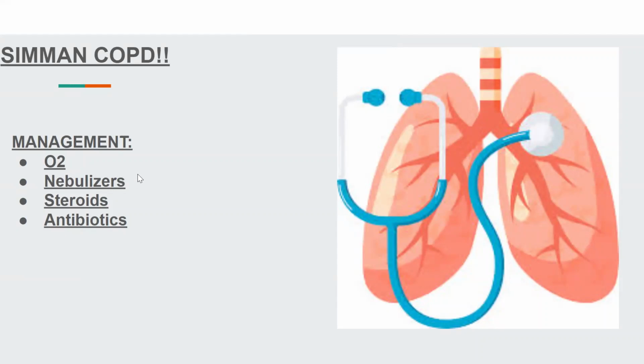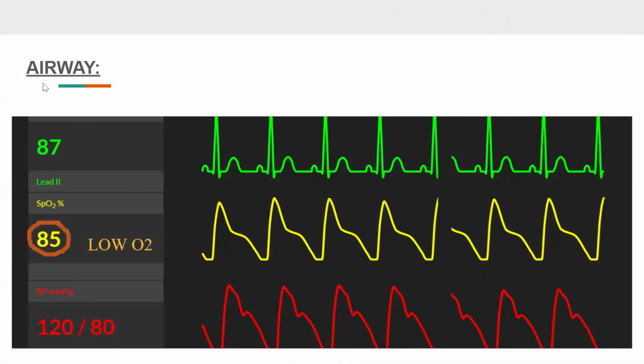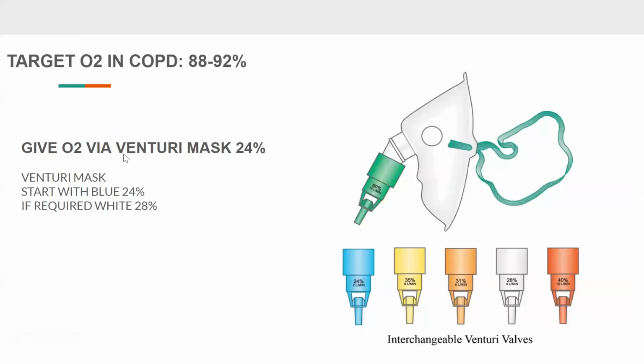Okay, so what are the main steps in the management? It will include giving oxygen, giving nebulizers, giving steroids, and giving antibiotics. So let's go through the first step, which is airway. In this case, you will notice that the oxygen saturation is low. Okay, so what will you do? You will give oxygen via venturi mask.